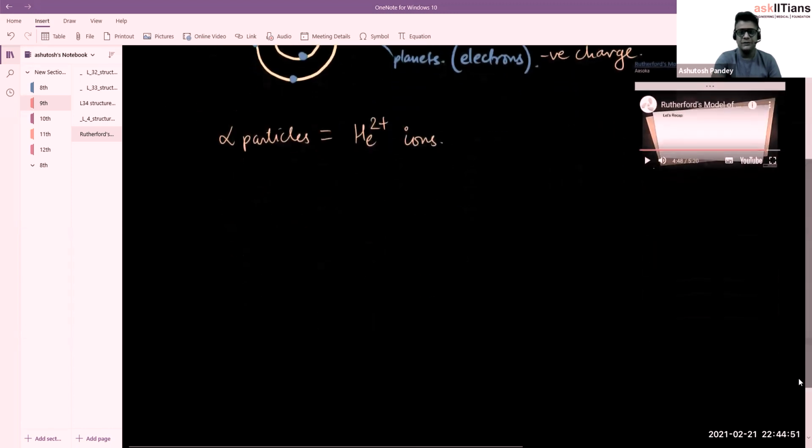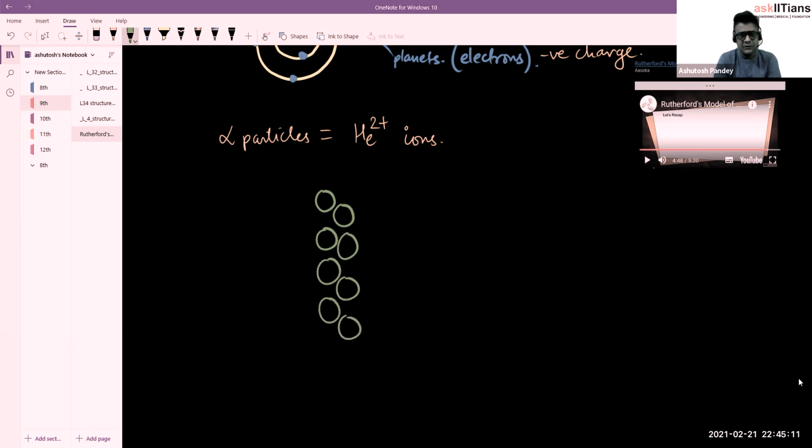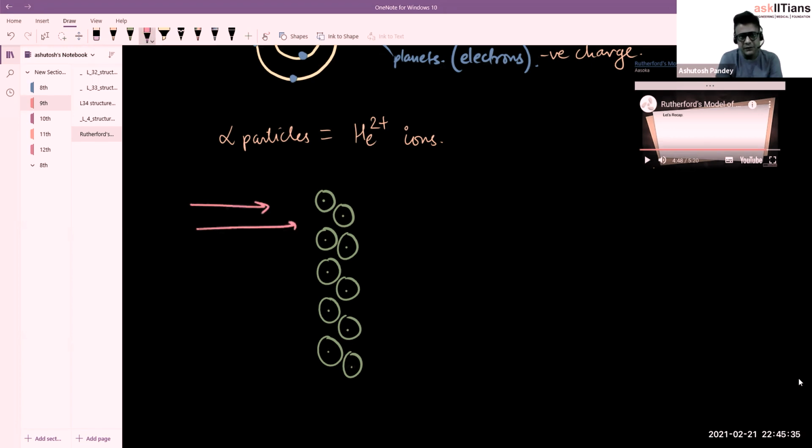Okay, so we have these alpha particles, helium positive ions, two positive ions. If we have a gold foil, the gold foil will have large atoms like this. I'm drawing only some of the atoms. Now see, all these atoms will have a nucleus at their center, like this. And when these heavy alpha particles come like this, then what will happen?